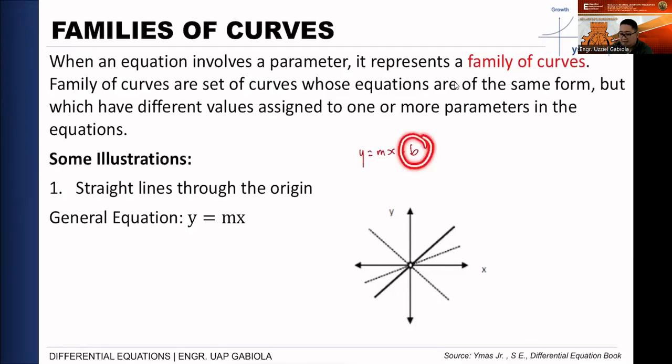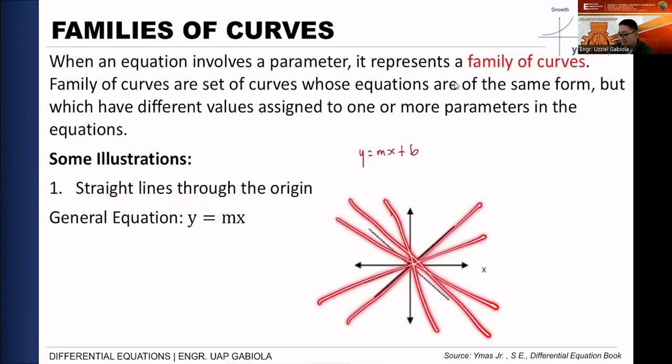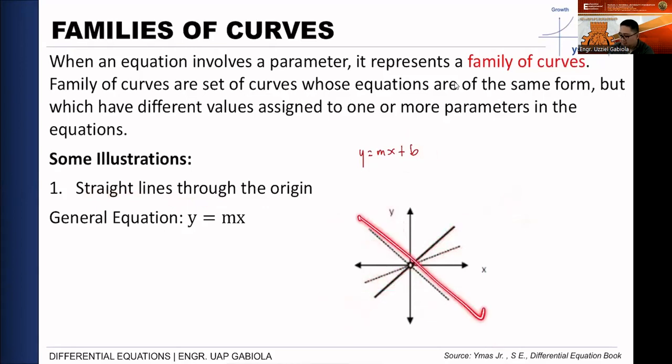Si b ay, ano yan, tawag sa kanya? Y-intercept. So, ibig sabihin, sa line, yun yung tinatamaan niya sa y-axis. Kung halimbawa, sinabi na yung lines natin ay papasok sa origin lang, dito lang sa gitna. Kaya ibig sabihin ng families of curves, lahat ng possible na lines. Iba't iba siya ng orientation. So, ibig sabihin, magkakaiba siya ng slope.